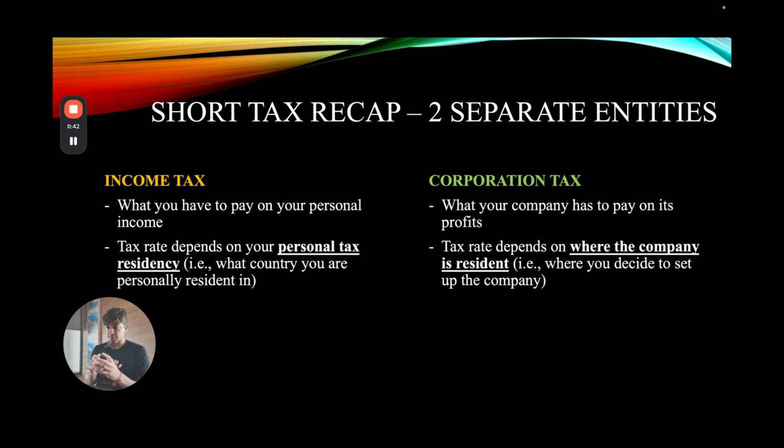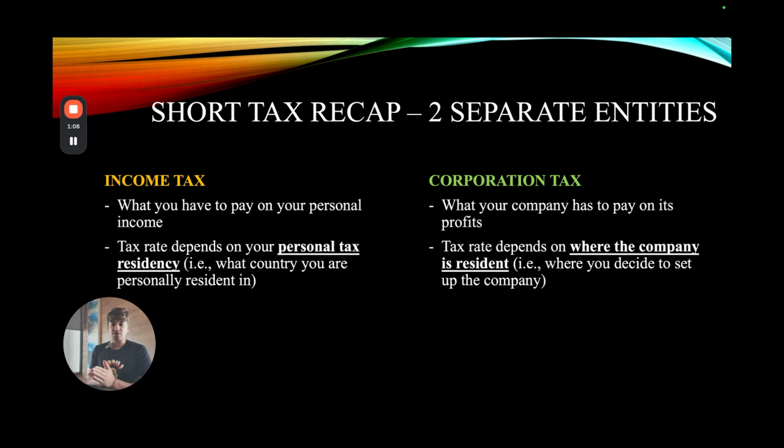And to understand this, if you know this, you can skip ahead a little bit, but there are two separate types of taxes, right? When you set up a company, you set up a completely different entity. So income tax is what you have to pay personally on your personal income, and this tax rate depends on your personal tax residency, what country you're personally resident in, where you have a house usually. Corporation tax is what the company has to pay on its profits, right?